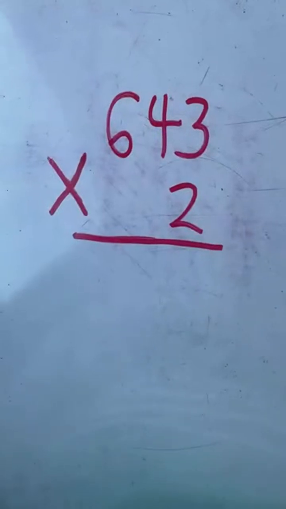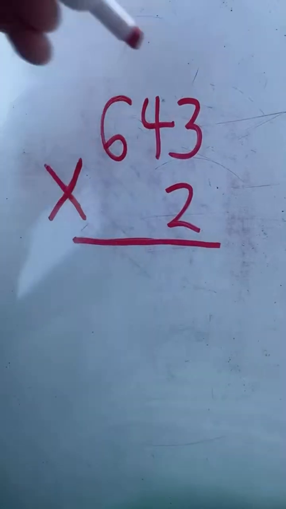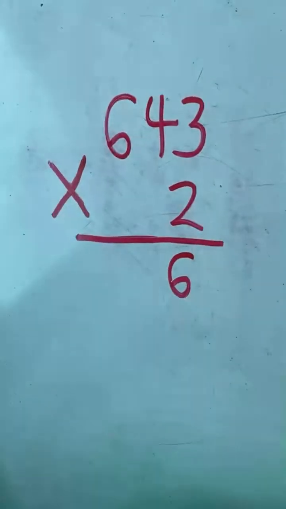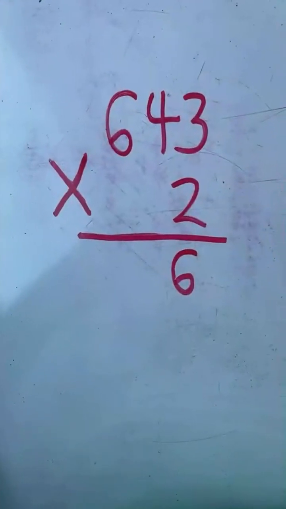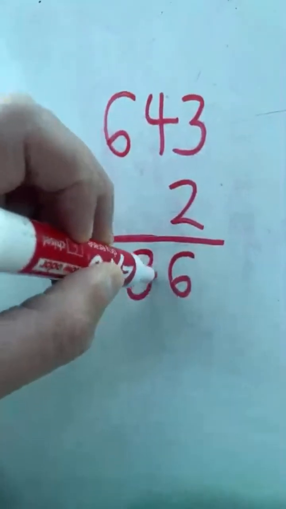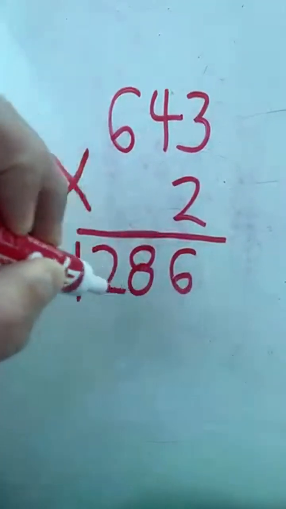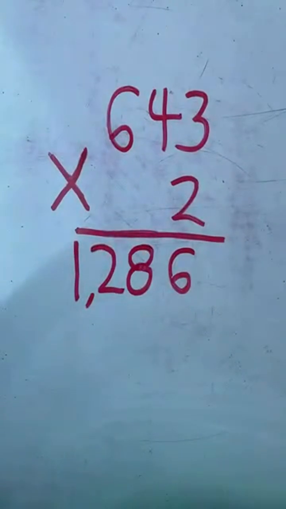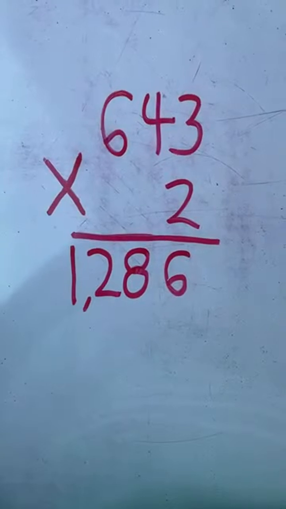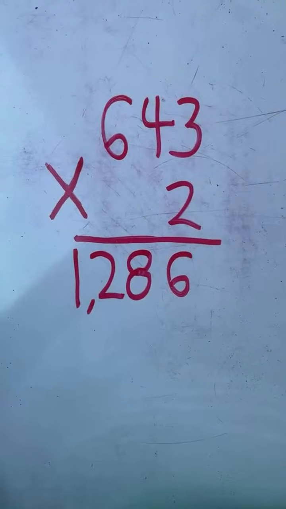All right, we have 643 times 2. So starting in the ones place, 3 times 2 equals 6. We do not need to regroup since our product is less than 10. We only regroup when our product is 10 or more. 4 times 2 equals 8. Again, no regrouping needed. 6 times 2 equals 12. And we have our final answer, 643 times 2 equals 1,286.